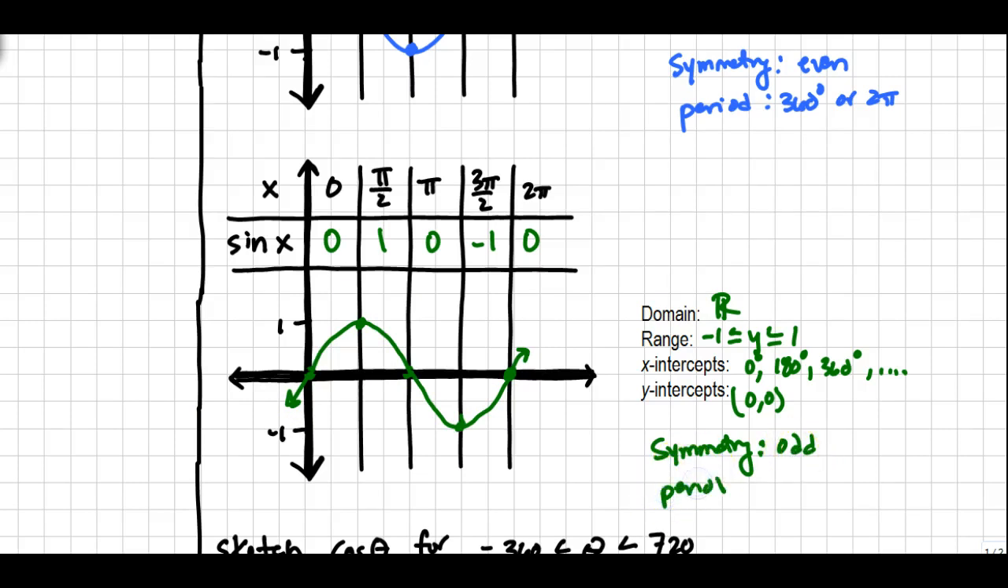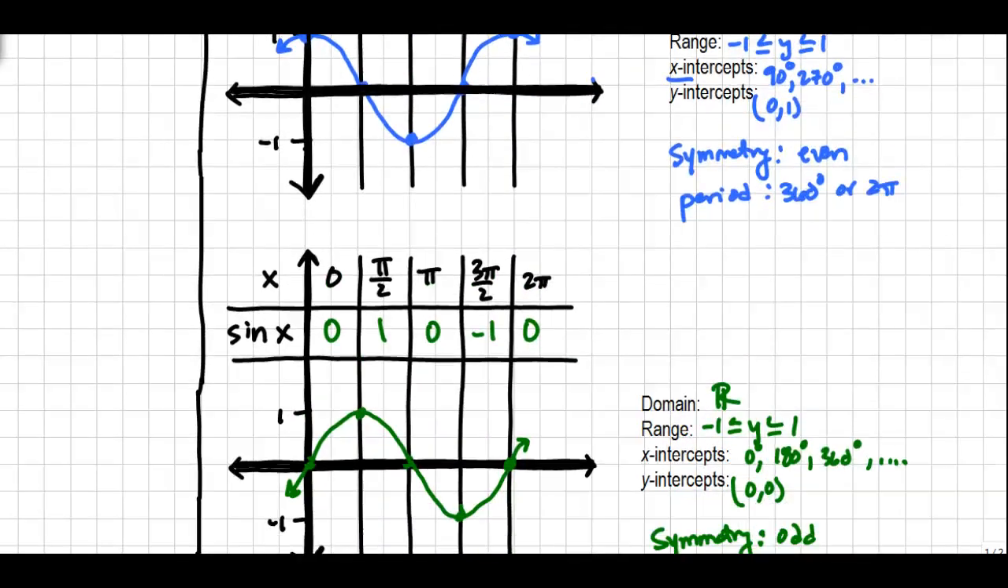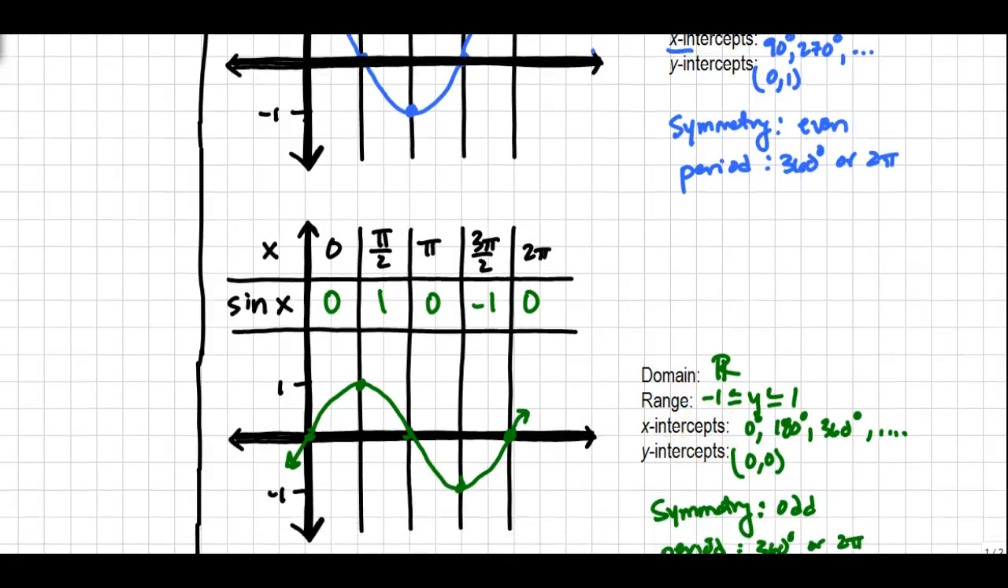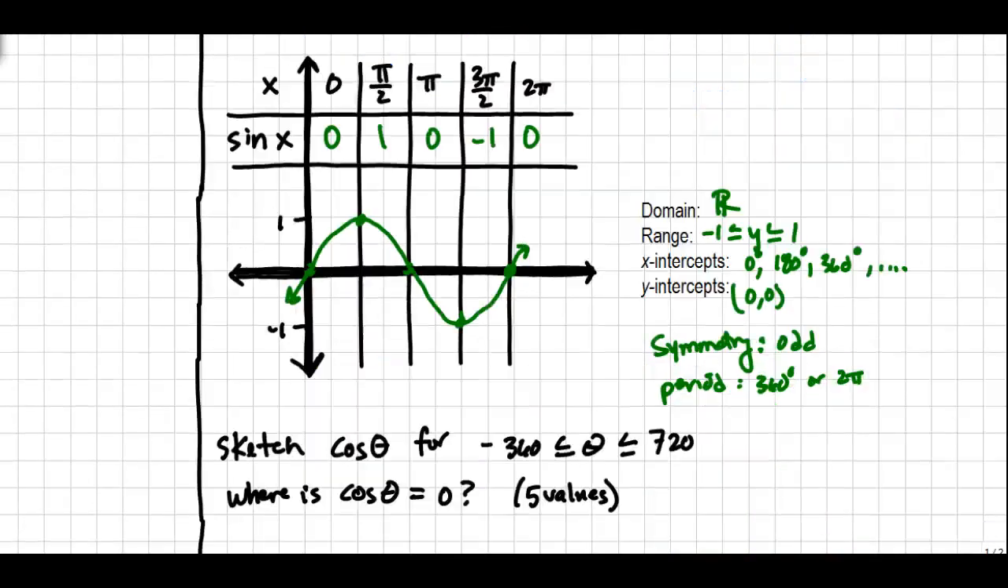Period is the same, so the period is 360 degrees or 2 pi. And again, that's just basically the function of the circle itself. As you go around the circle, you only need to go around 360 before you start to repeat. So the domain and the range and the period are the same for both graphs. They both are called a sine wave, but they have different x and y intercepts and different symmetry.